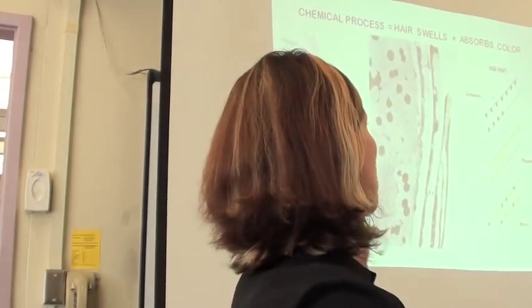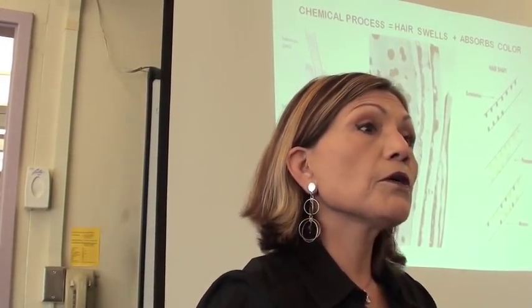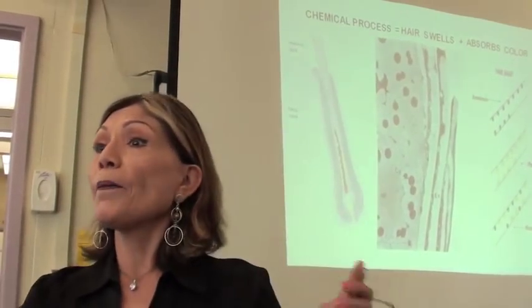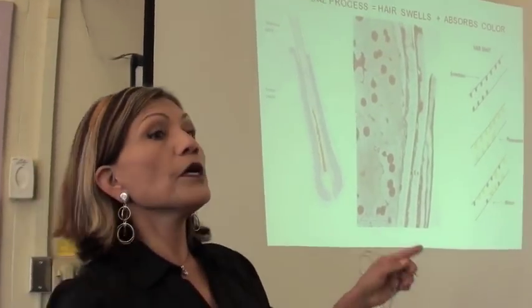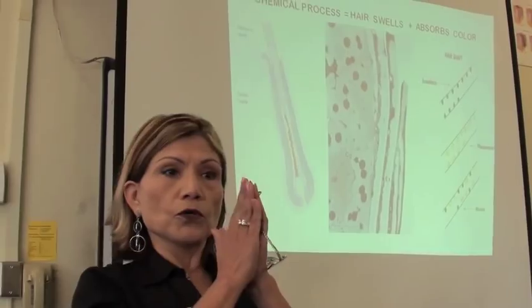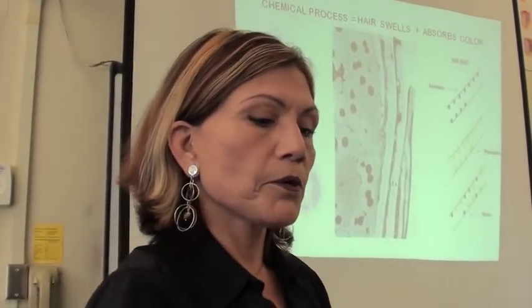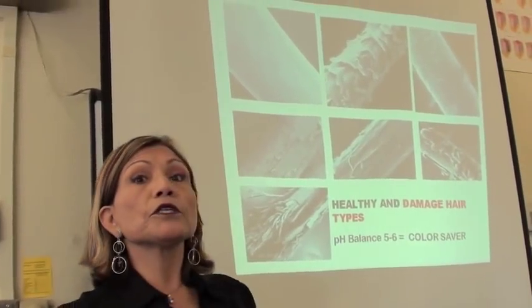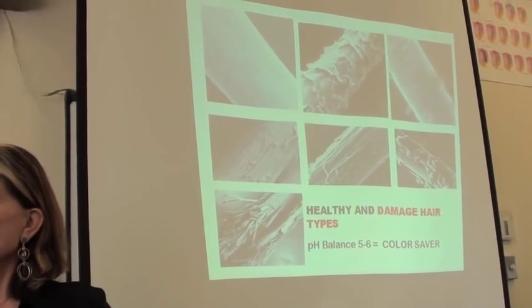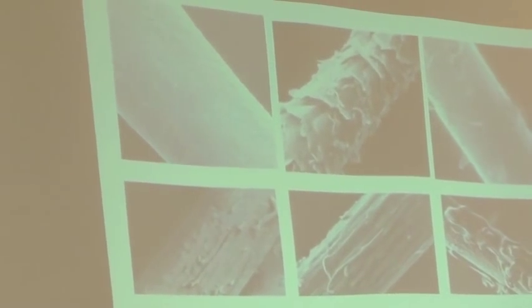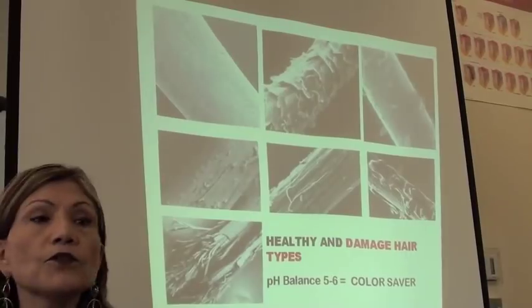The first picture is the normal cuticle. The second picture is the cuticle when it's open. And the following picture is when the cuticle is closed with a pH balanced product. The first picture is the normal cuticle. The following pictures are different types of damage from different types of processes.